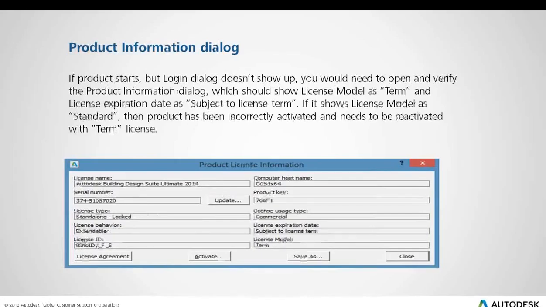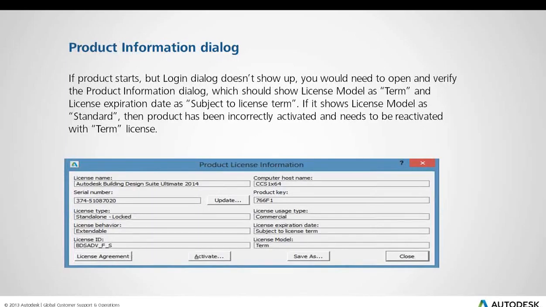If it is a desktop subscription, you'll see license model term down at the bottom right there, and license date as subject to license term. So it won't show you the actual date that it's going to expire there. It just tells you it's subject to whenever your desktop subscription license expires. If it says standard there instead of term for the license model, that means it hasn't been activated correctly. For some reason it thinks it's a regular standalone license, and you'll need to reactivate it with your term license serial number.